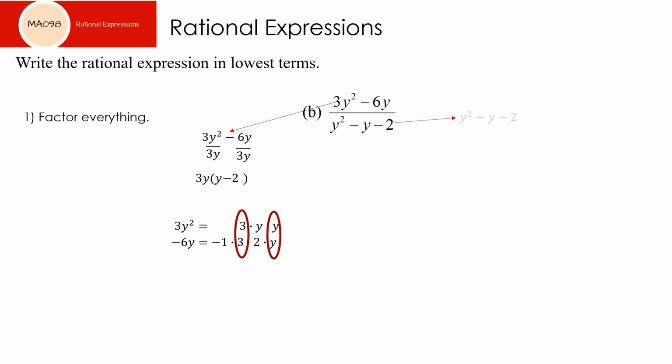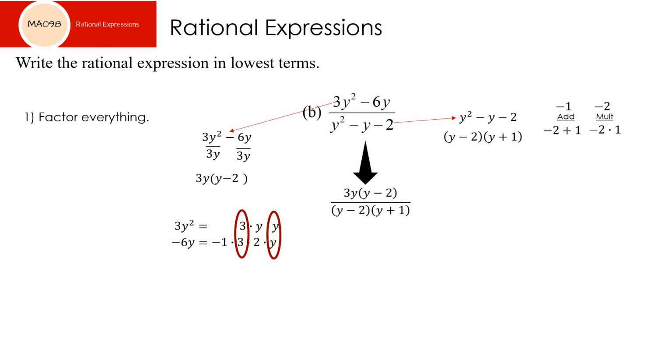Now we have to do the bottom. Remember, for this one, we have to multiply to negative 2 and add to negative 1. Our magic numbers then are negative 2 and 1. y minus 2 times y plus 1. Next, we're going to just substitute back. So on the top, we're going to have 3y times y minus 2, and on the bottom, we're going to have y minus 2 times y plus 1. Now we get to cancel. Sometimes I like to call it slashing. So let's slash everything that's the same. Well, that's only y minus 2. So now we have 3y over y plus 1. Does anything cancel? Nope. Smack! That's our answer.